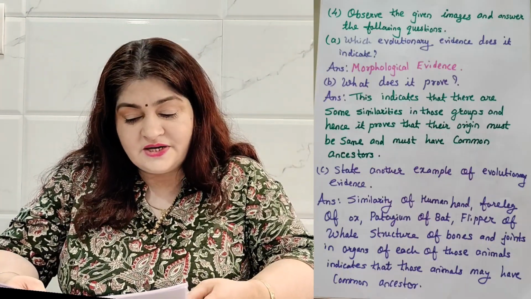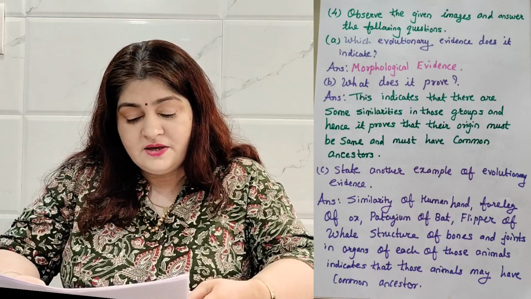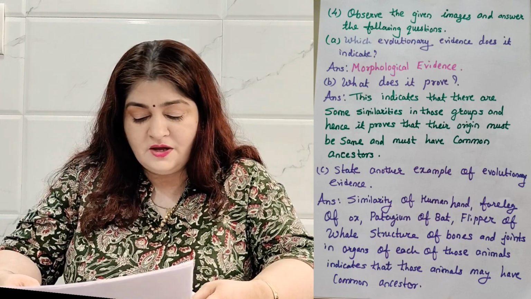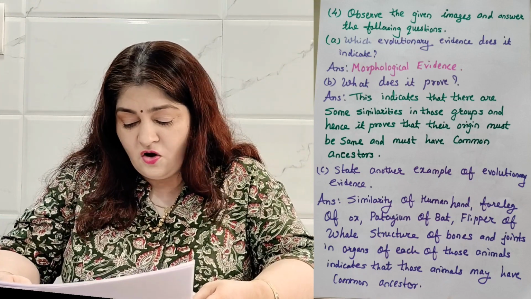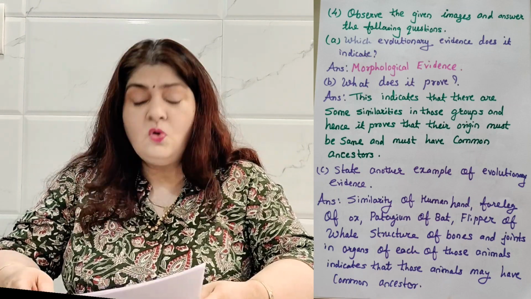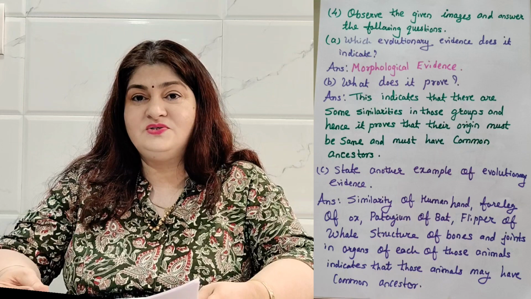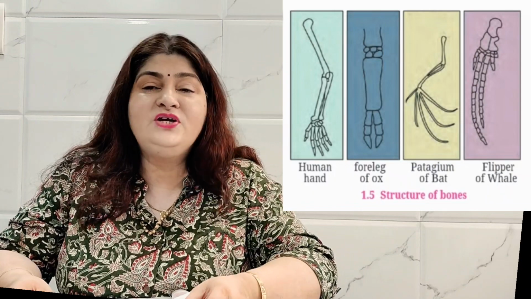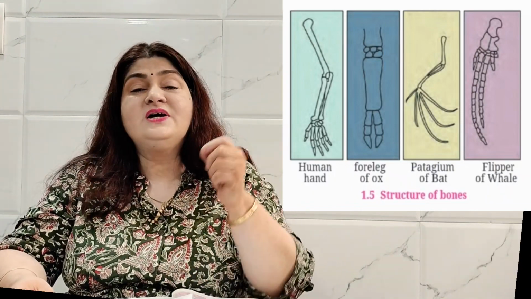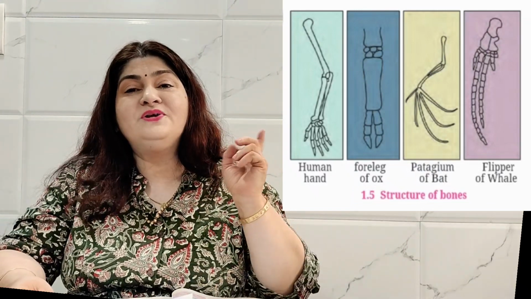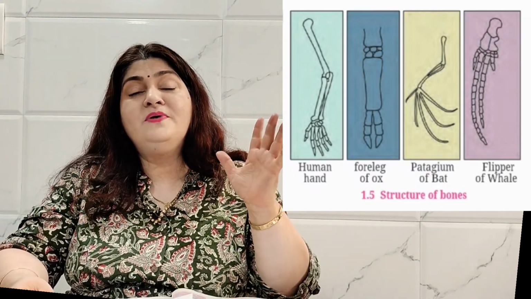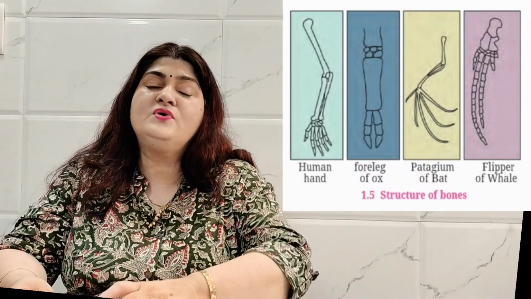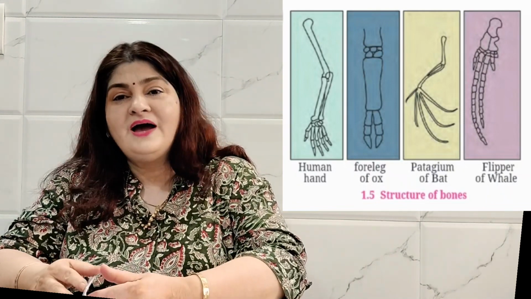Now question C of that, state another example of evolutionary evidence. Similarity in human hand, four legs of ox, patagium of bat and flipper of whale, structure of bones and joints in organs of each of those animals indicates that those animals have common ancestors. So these bone structures which you can see, there is quite a similarity in bones and their bony joints, and this similarity indicates that they have common ancestors. So ye jo picture hai, yahan pe jo structures dikhai, human hand, four leg of ox, inke functions to different hai, but their bone similarity and bony joint similarity express that they have common ancestors.